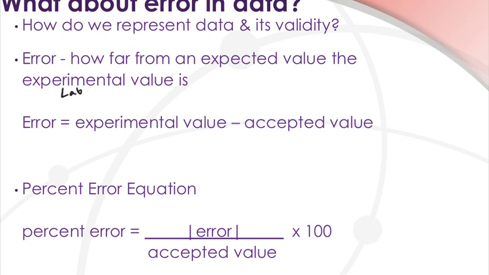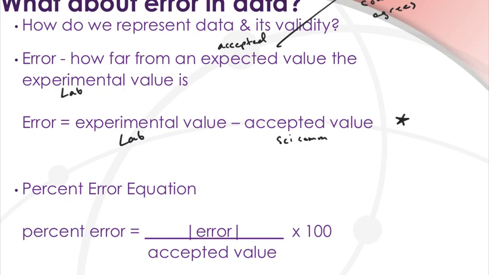The experimental value is what you get in lab. You can have an expected value. Sometimes this is called the accepted value. This is just what the scientific community agrees upon. We say that this is what we think it is. There are two equations on this page, and here's the first one that you'll want. Error is experimental value minus accepted value. This is your lab value minus what the scientific community agrees on. That's how you calculate error.